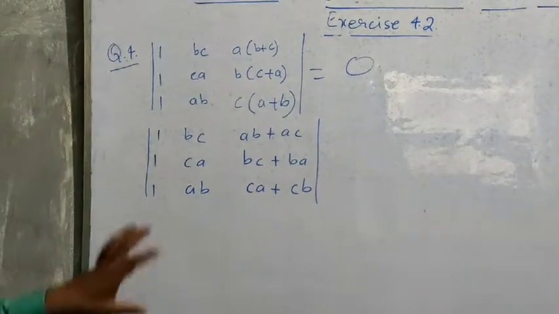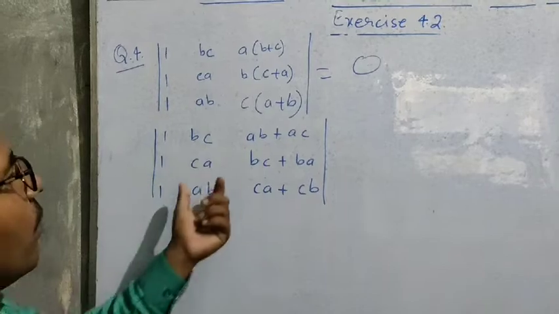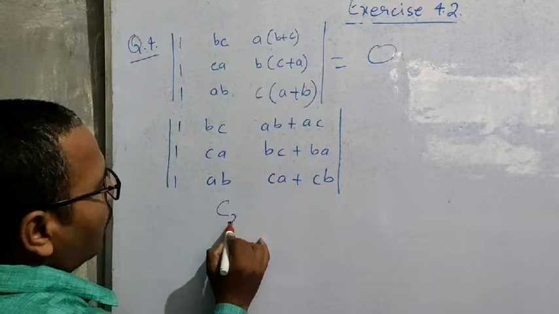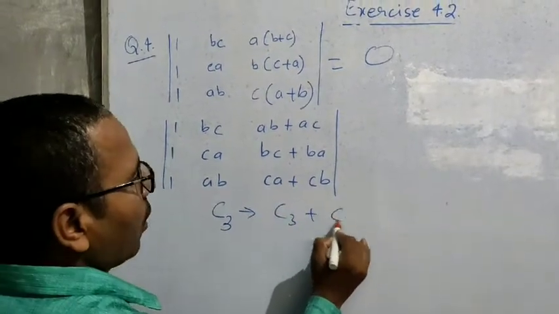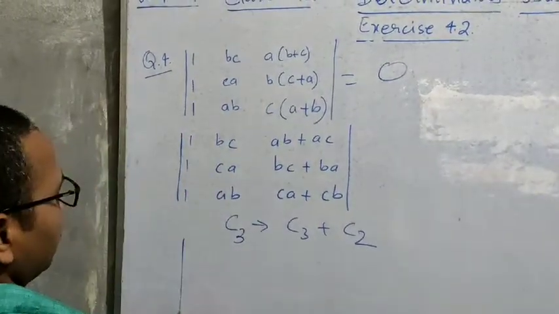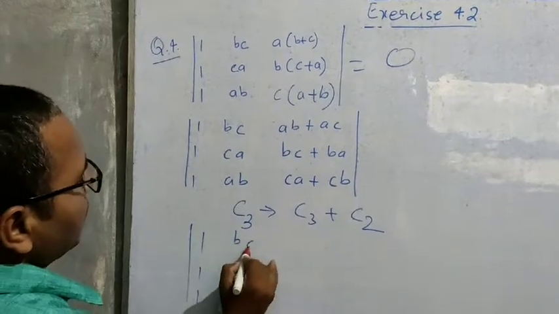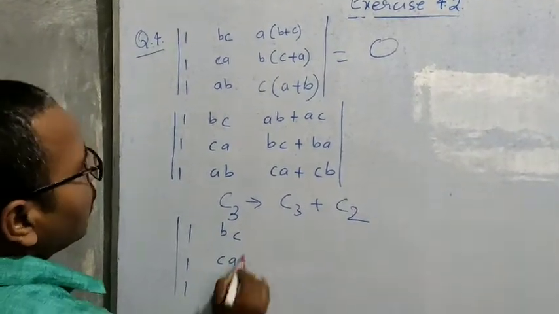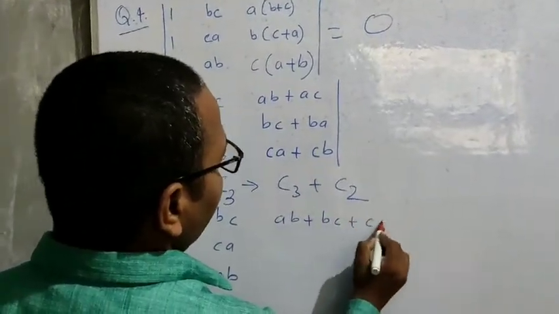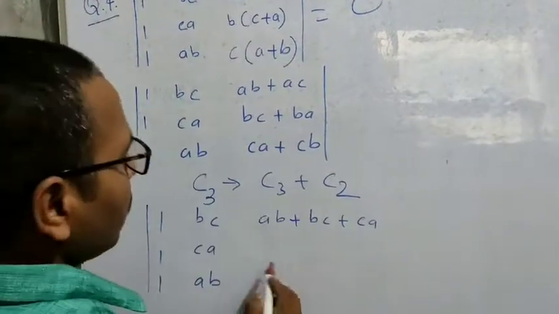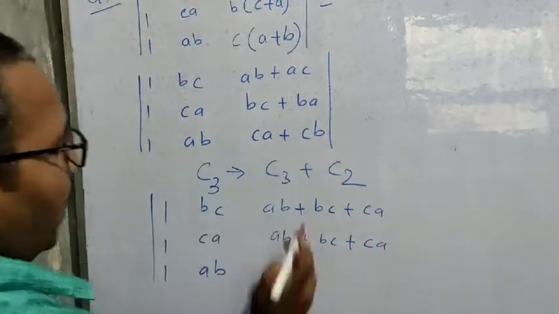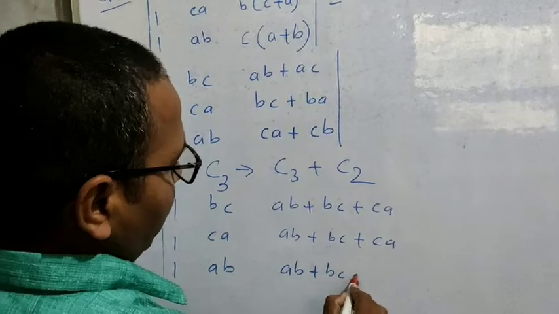So now students, what we will do here is add the second column to the third column. So we get column third plus column second, that means this column second we will add into column third. So what we will get here: 1 1 1, BC CA AB. Just do the additions: AB plus BC plus CA you will get here. Same thing, add here also, you will get AB plus BC plus CA. Add AB here also, so you will get AB plus BC plus CA.